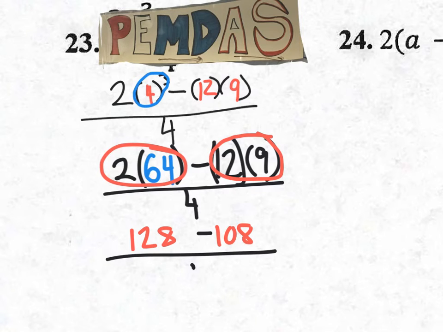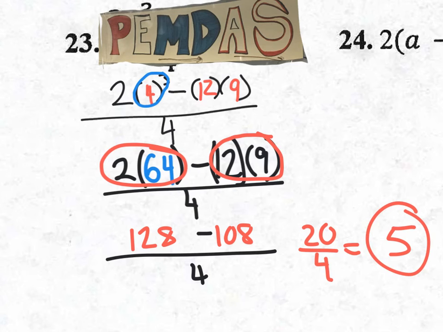I might as well bring down the divided by 4 also, rewrite everything. So we're still focusing in on the top, and at the very end, we'll worry about dividing by 4. So the last step up on the top, 128 minus 108, what do we have? 20. Yeah. So we have 20 left, and it is divided by 4. Final answer, 5. Double check by flipping it over.